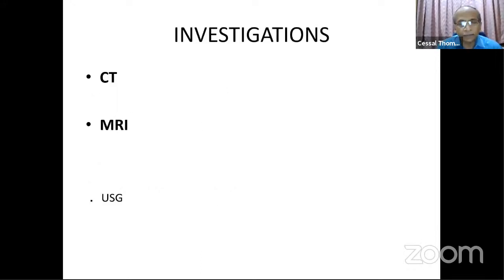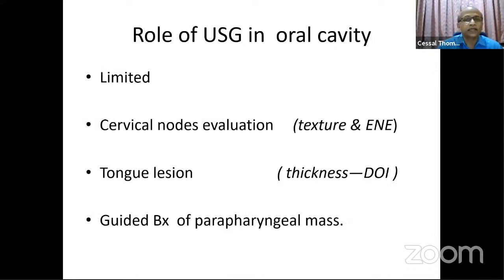So the investigations pertaining to oral cavity are CT, MRI, and also ultrasound, which is rarely used. The role of ultrasound is very limited. It is useful for assessing the cervical nodes, that is the texture of the node and any extranodal extension. This can be evaluated, and also the tongue lesion. Regarding tongue lesion, we can measure the depth of invasion of the lesion, and you can also do guided biopsy of parapharyngeal masses using ultrasound. So these are only certain indications for doing ultrasound.